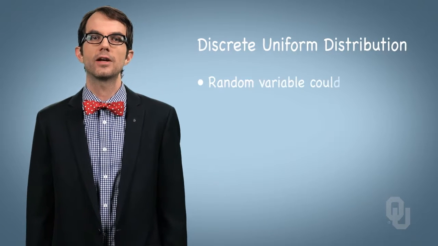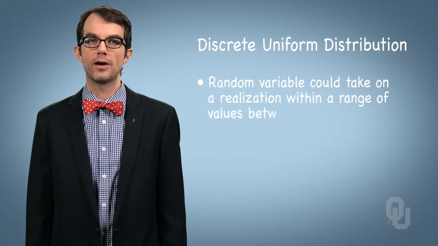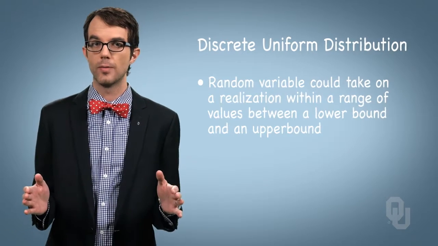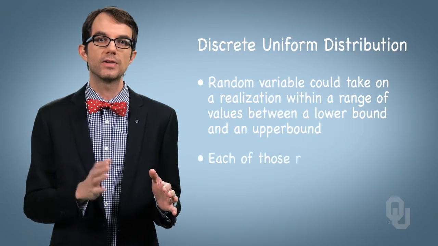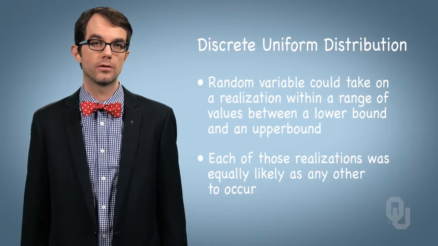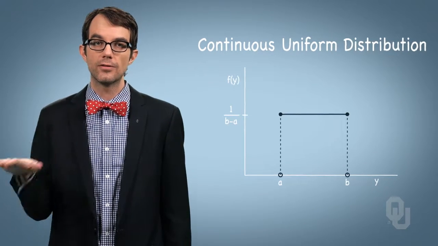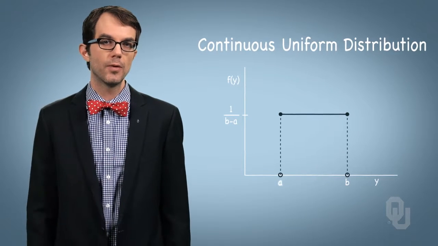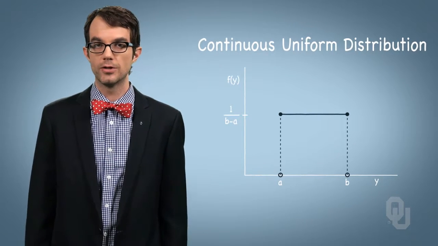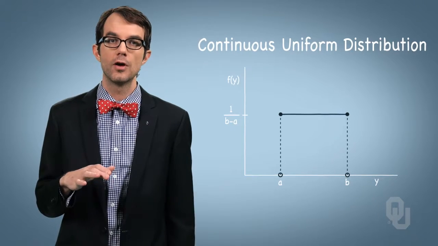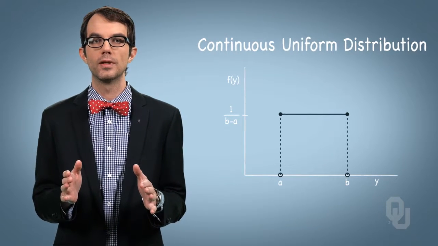Recall the discrete uniform distribution, where the random variable could take on a realization within a range of values between a lower bound and an upper bound, and each of those realizations was equally as likely as any other to occur. For the continuous version, the PDF looks similar. It's a flat horizontal line. Remember, the value of f of y doesn't help us much. It's the area under the curve between 2 points that gives us a probability.